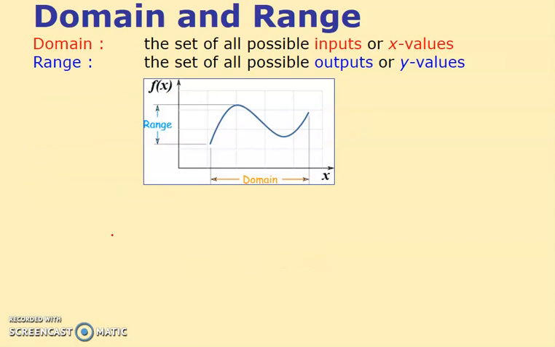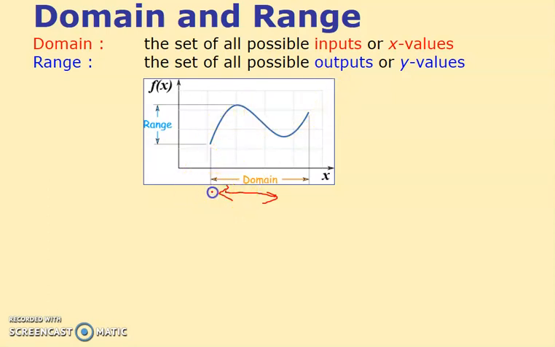Domain and range then, just to clarify once again: the set of all possible inputs, or x values, that is the domain. So this is what goes on left and right in a graph. Now it highlights basically, if you sketch a graph or use a graphical calculator, then you can see what's going on much more clearly.